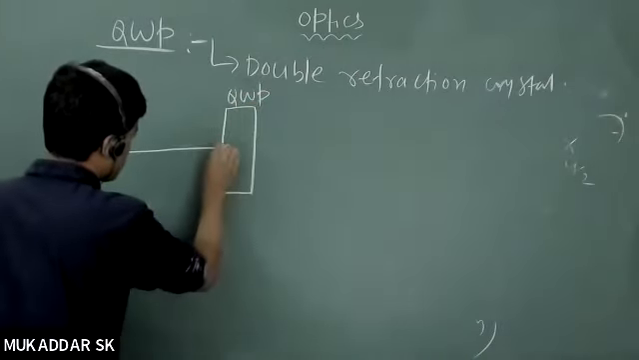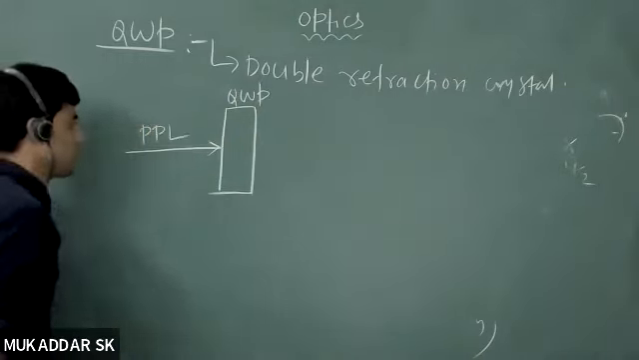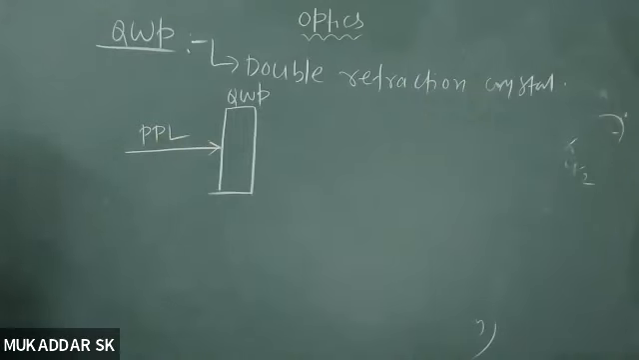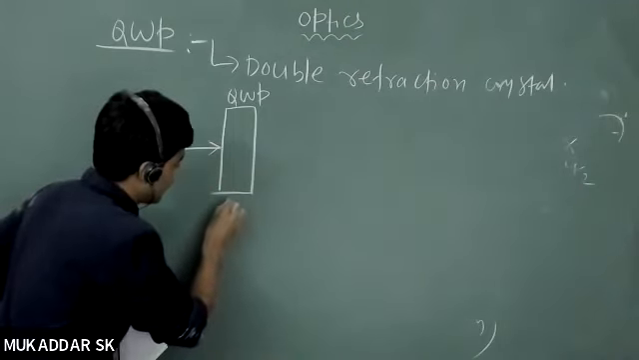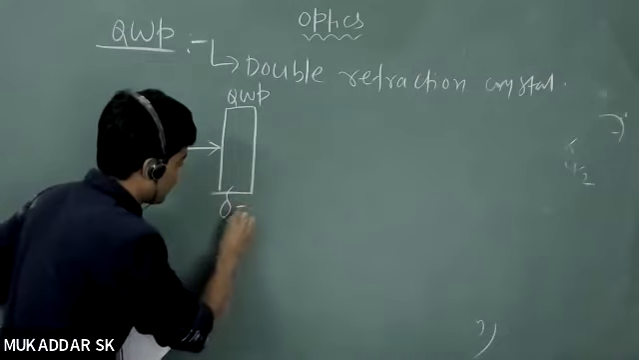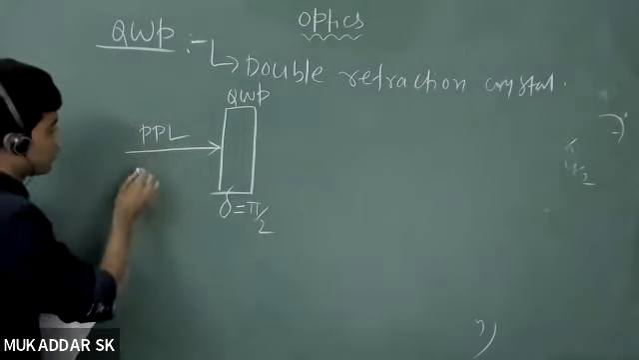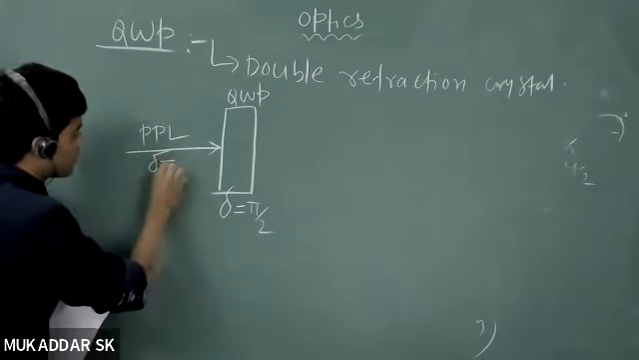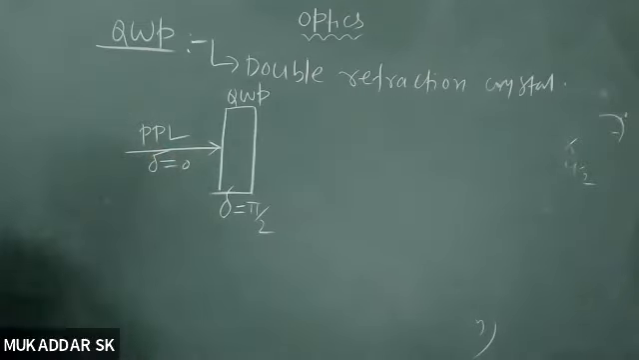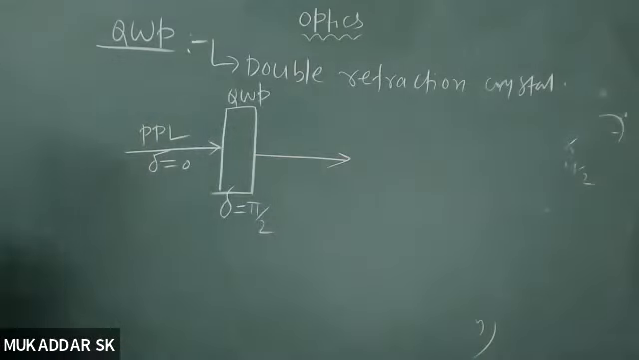And you are shining plane polarized light. Suppose you incident plane polarized light on the quarter wave plate. The quarter wave plate will basically say that the phase difference between E ray and O ray will be pi by 2. Suppose the phase difference between the E ray and O ray is 0, and you are shining this plane polarized light on the quarter wave plate. Then what will be the state of polarization of the output ray?